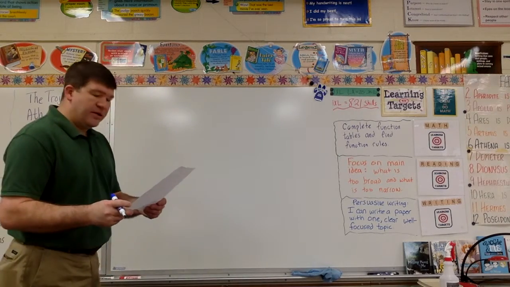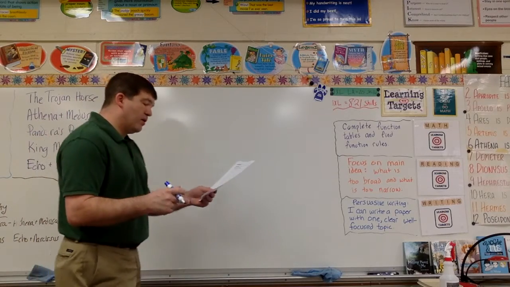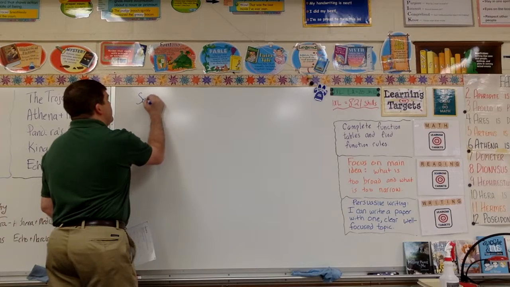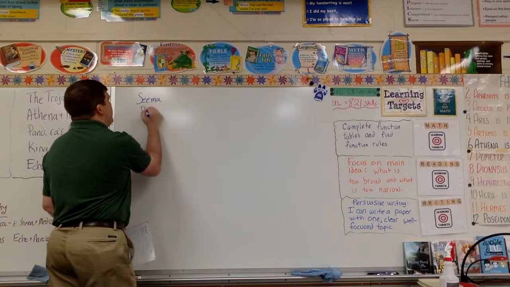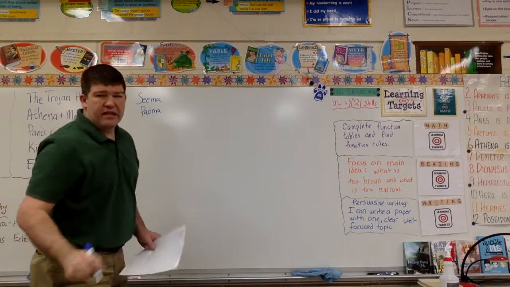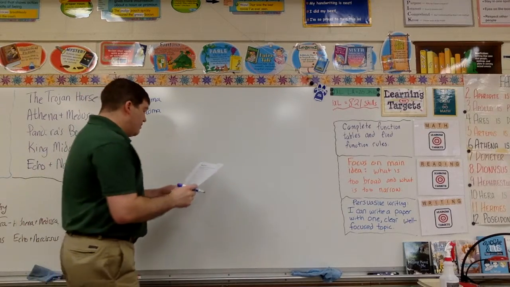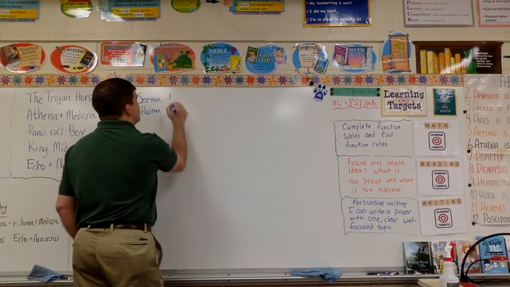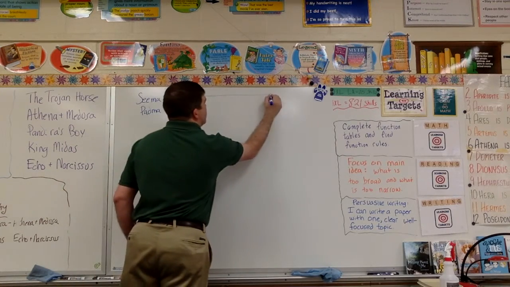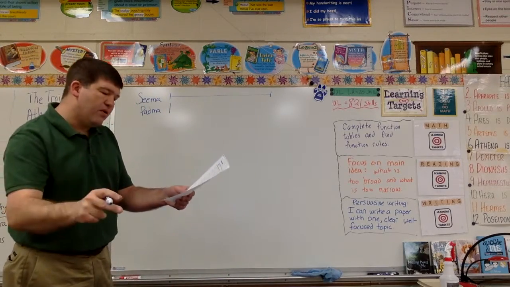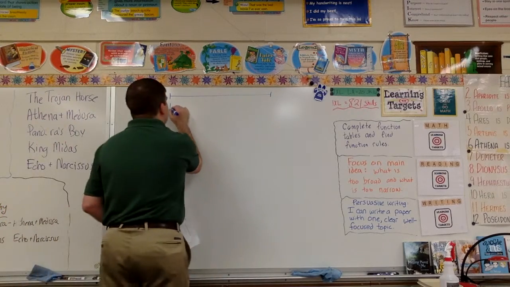Seema, this is number 8. Seema runs 5 miles more than her sister Padma. So we have Seema and we have Padma. They're sisters, they like to run. We know that Seema runs more. So let's start here at the start line. She's going to run all the way to there. Seema runs 5 miles more than her sister.